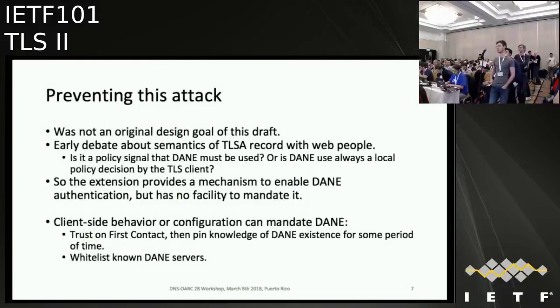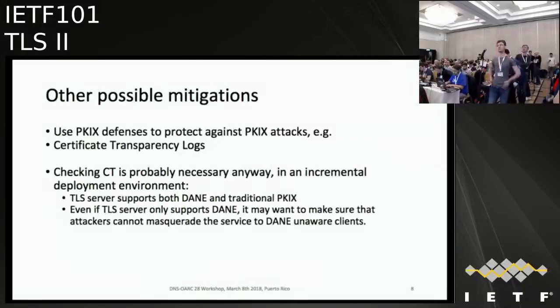So before taking the next question, can you advance the slide? Can I just discuss one more point? So the other way that I have suggested, this is not in the draft, by the way, but I suggested it on the list, to prevent the PKIX downgrade attack is to use PKIX defenses to protect against PKIX attacks, such as checking certificate transparency logs.